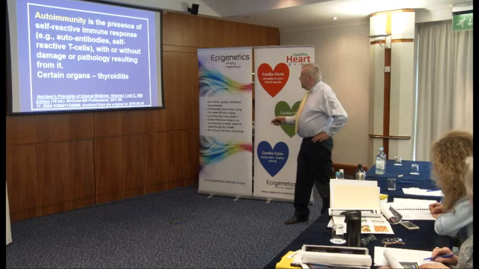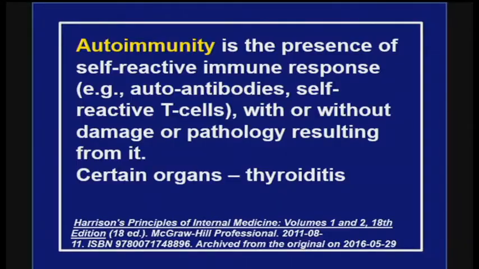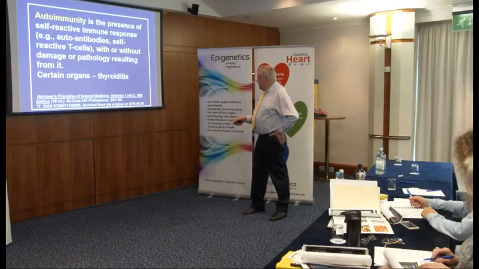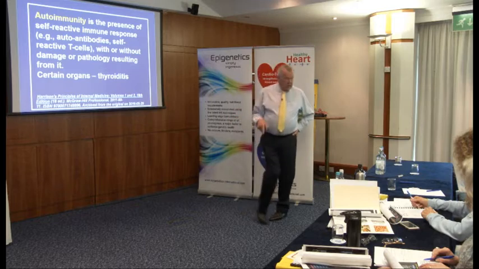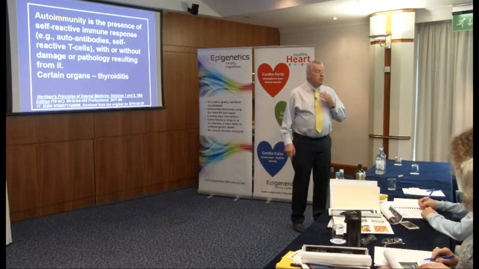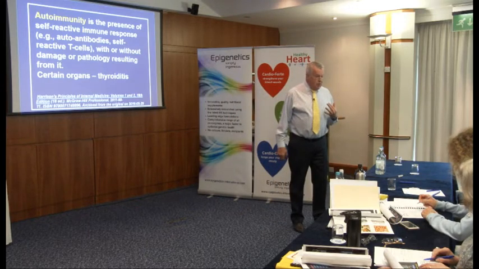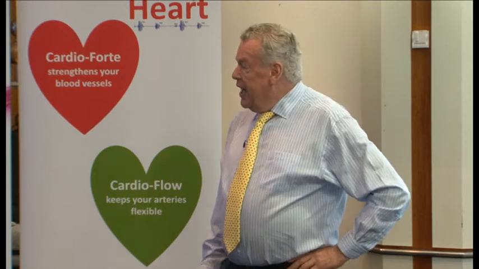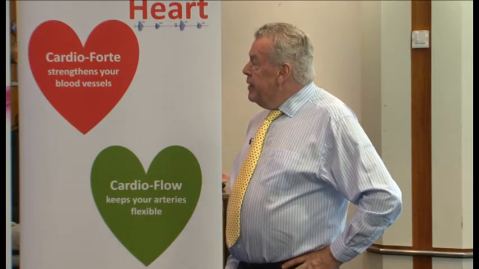So autoimmunity is the presence of self-reactive immune responses. In other words, autoantibodies, self-reactive T cells, these special lymphocytes that go to the killing, with or without damage or pathology resulting from it. For instance, an example would be thyroiditis, where we've got acute inflammation of the thyroid, but not necessarily directly from an infection that we can locate, but there's these cardinal 3 aspects occurring in there.